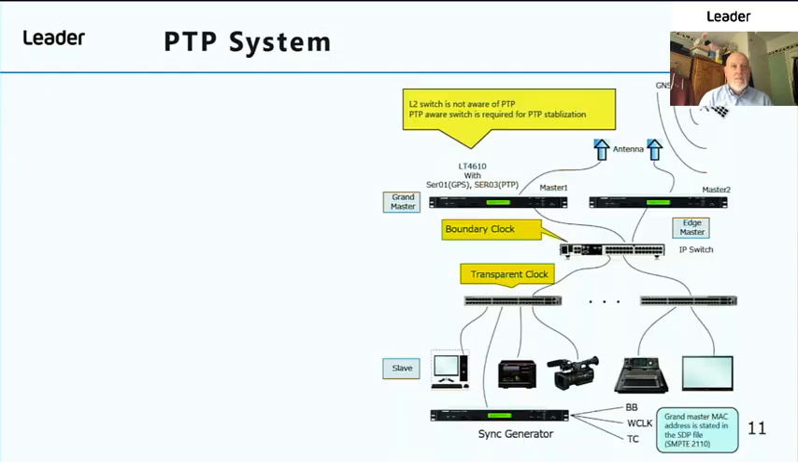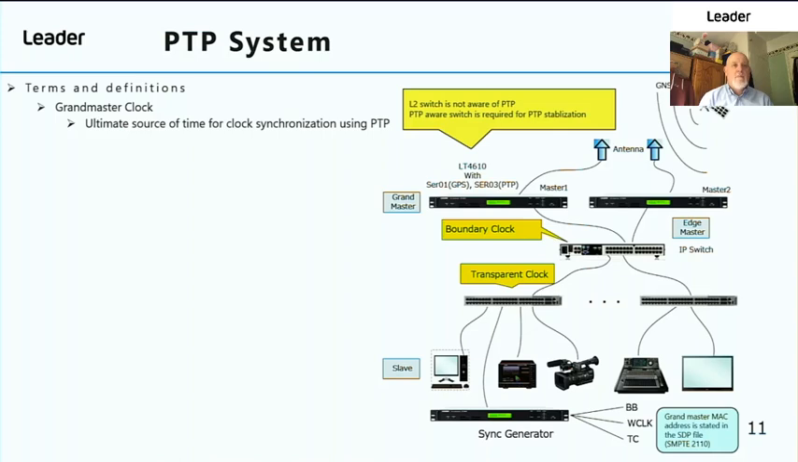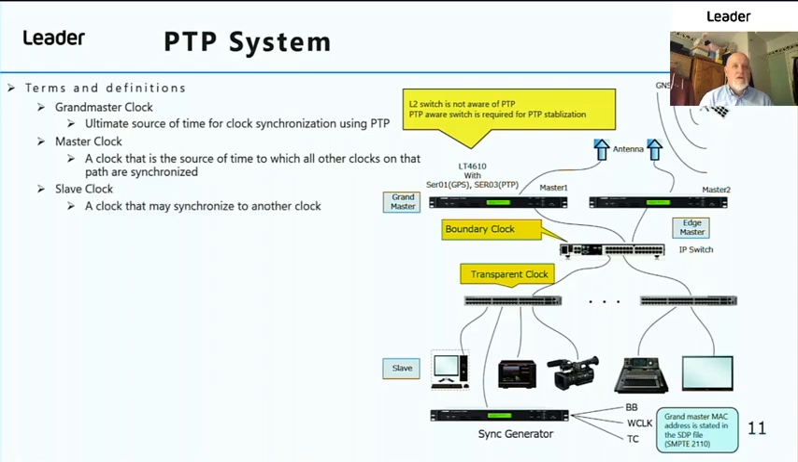So let's take a look at the PTP system, its architecture, and some of the terminology you're going to hear. To start with, we have the Grand Master Clock, and this is the ultimate source of time for clock synchronization using PTP. The Master Clock is a clock that uses the source of time to which all other clocks on the path are synchronized. We then have a slave clock. This is a clock that may synchronize to other clocks.